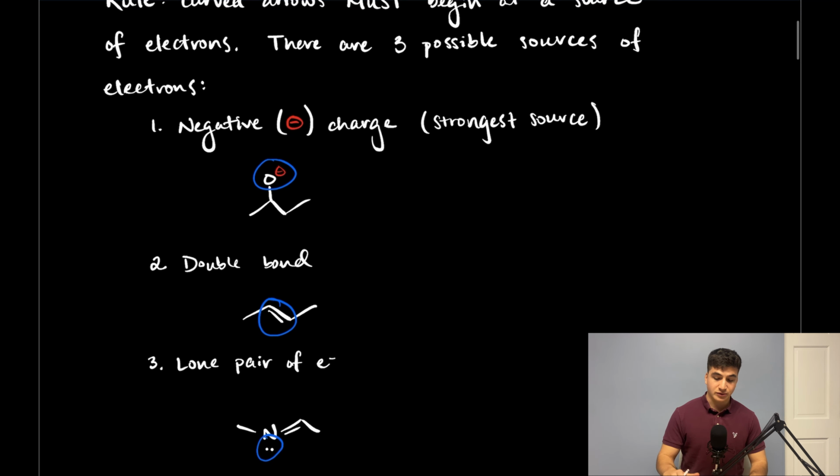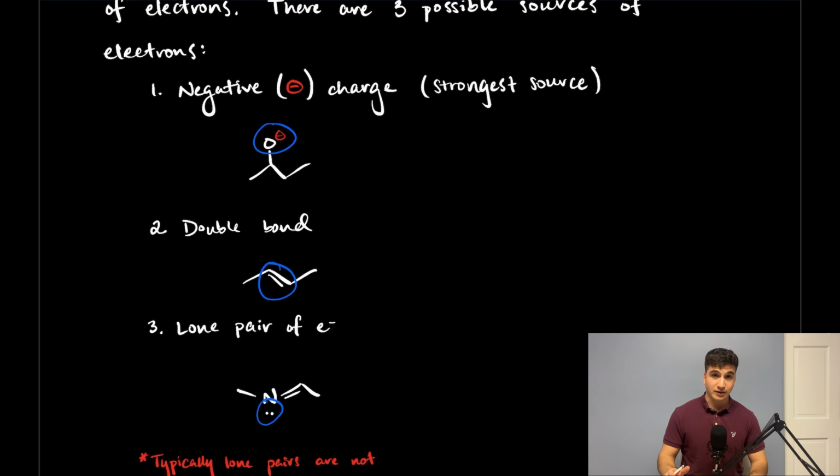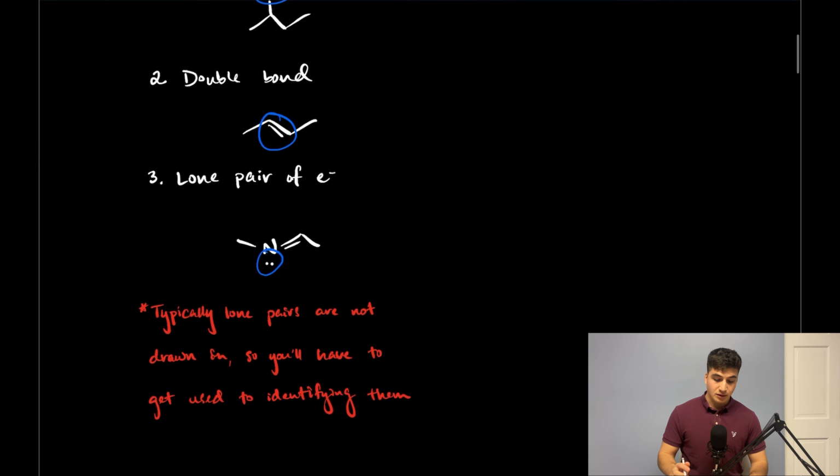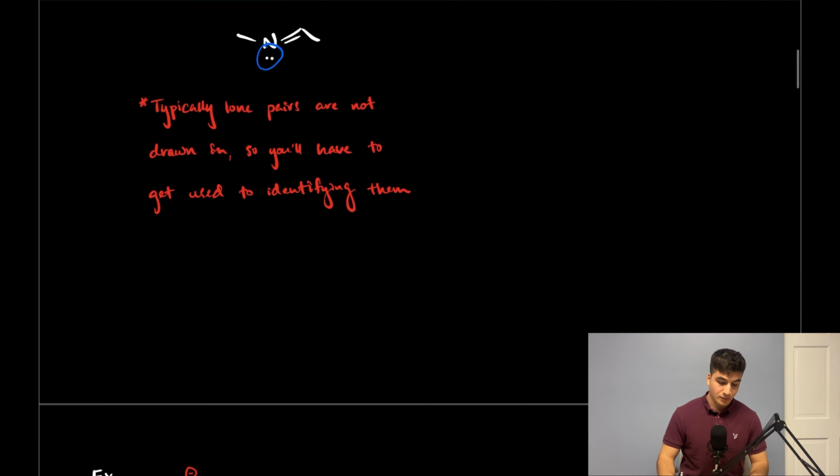And in this course, there's three possible sources of electrons you want to be aware of. First one is a negative charge, and this is the strongest source of electrons. Second one is a double bond, and third is a lone pair of electrons. And just so you know, for the purposes of the explanation, I drew in the lone pair here. But lone pairs are typically not drawn in on this course, similar to hydrogens, which are also not drawn in. You just have to get used to knowing where they are.